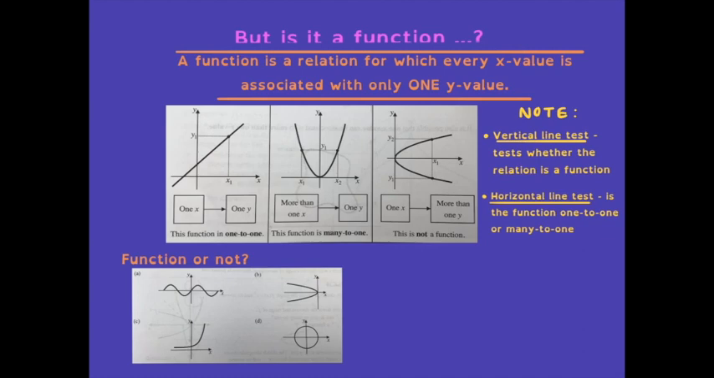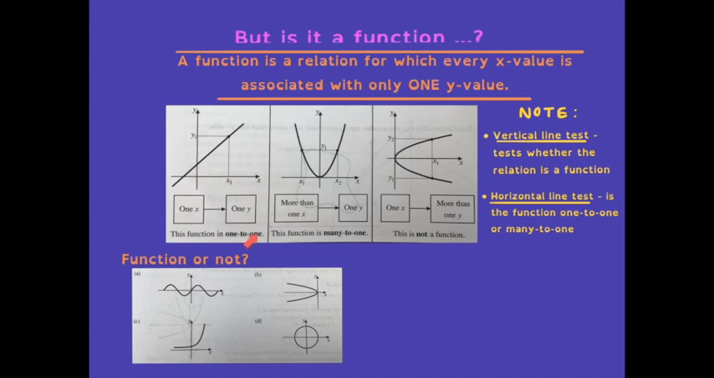So here I really want us to first discuss, what is a function? I keep saying function, function, function. Sometimes people say graph, and what actually is a function? A function is a relation for which every x value is associated with one y value. A relation is basically any graph where you can see a relationship between a set of x values and a set of y values. But a function then has to follow a specific rule: every x value is associated with one y value.